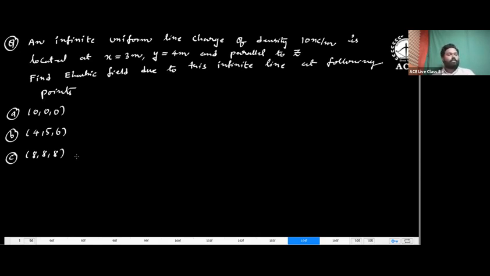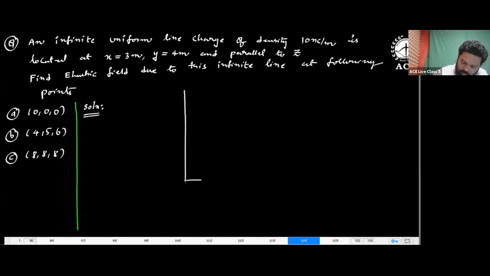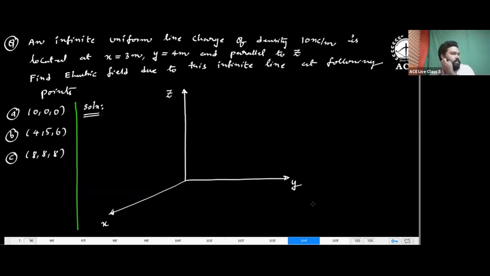Yes. You need to draw some diagram here. Without a diagram, you cannot solve this question. Okay. Let us try to draw some diagram here. Where is this infinite line charge located, beta? Let us draw the coordinate system. Here is the x-axis. Here is the y-axis. Here is the z-axis. Where is this infinite line charge located? x is equal to 3: 1, 2, 3. y is equal to 4: 1, 2, 3, 4. And parallel to the z-axis.